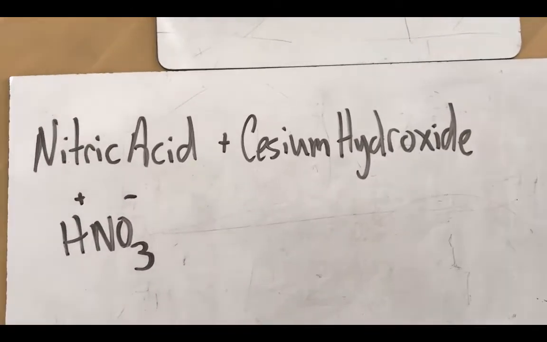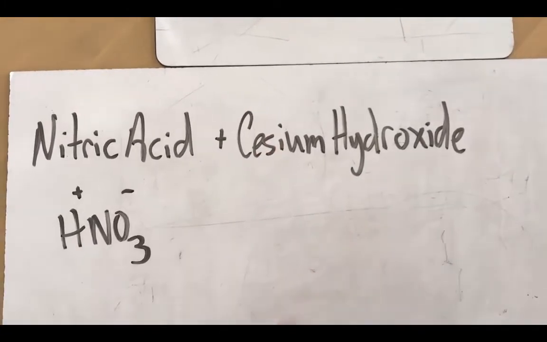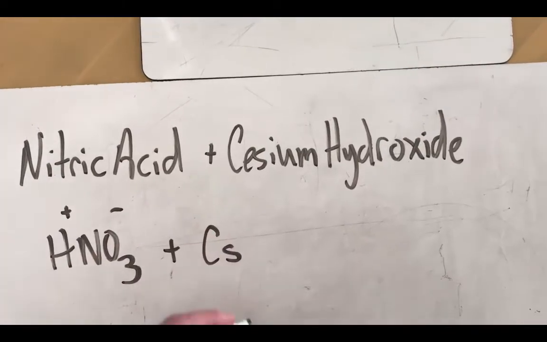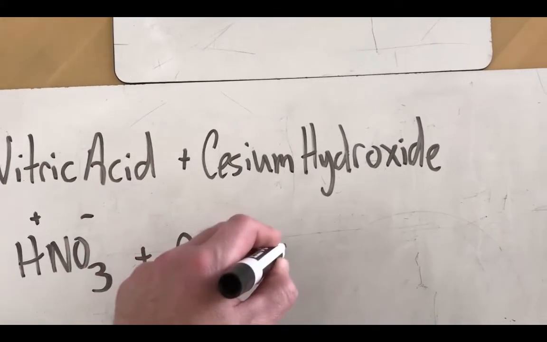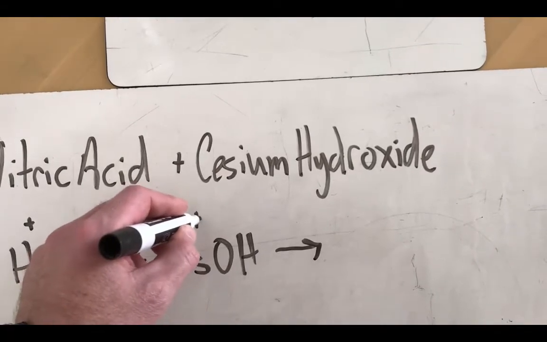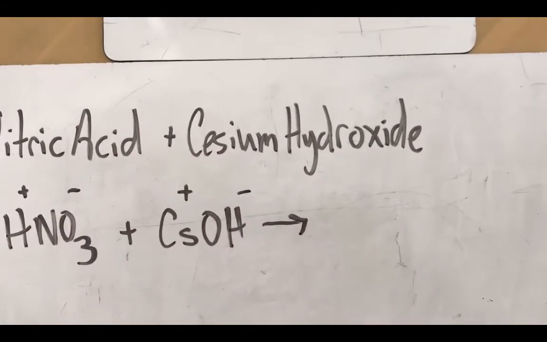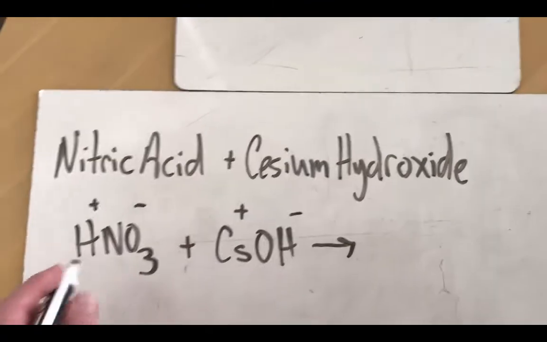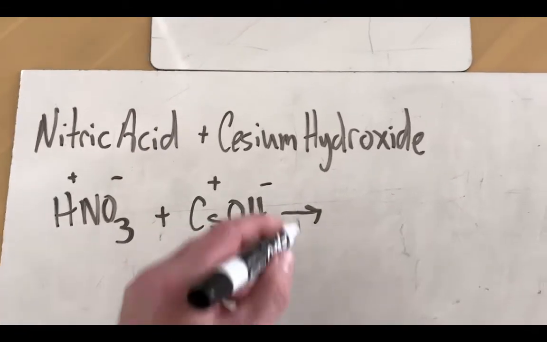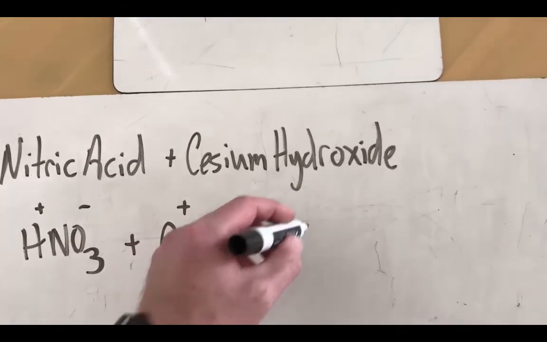So I don't need to put any little numbers. Cesium hydroxide is going to be CsOH. All right, cesium is a plus, and hydroxide's a -1. So this is going to be easy. We're going to write water, and I'm going to write it differently for you so that you can keep track of the hydrogen and hydroxide.